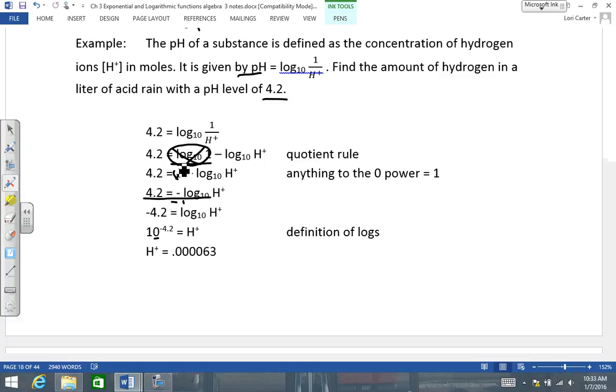Okay, so now, let's pick up Denton. Denton, quiet. Log base 10 of hydrogen equals negative 4.2. How do you write that out of a log? Change it to exponential form so I can do it. What's the base? What's the exponent? And what's the answer?